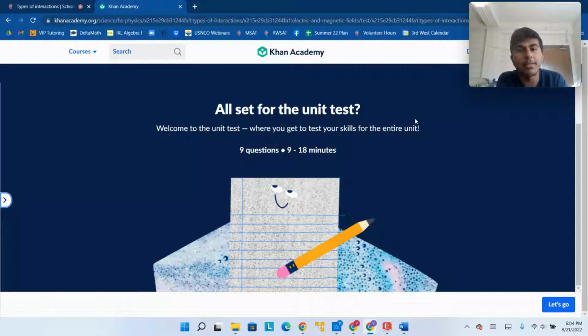This is one of the topics in physics. It's included in both general and honors physics. As always, we're going to be going through all of the questions on this unit test to make sure that you understand how to approach and solve these questions and are ready to ace your physics exam.